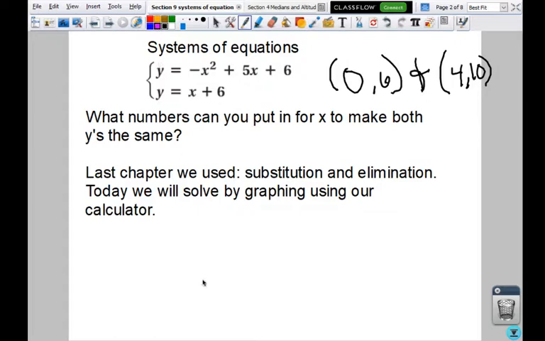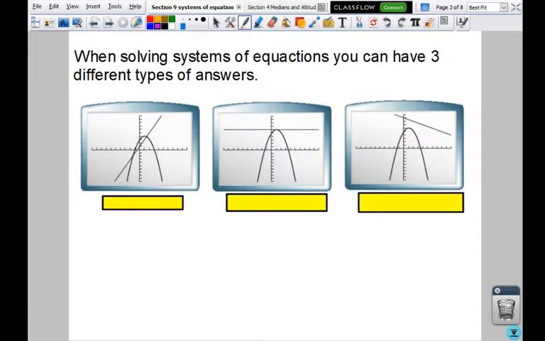So this is basically what we're doing today. We're just going to practice this a little bit. Where it gets a little bit different is that we can have one of three kinds of answers. We could have something like the first one we just did, which has two solutions, where my graph crossed in two different places.